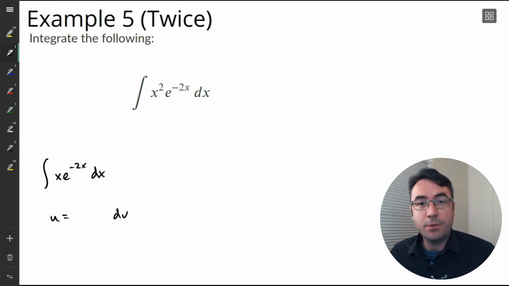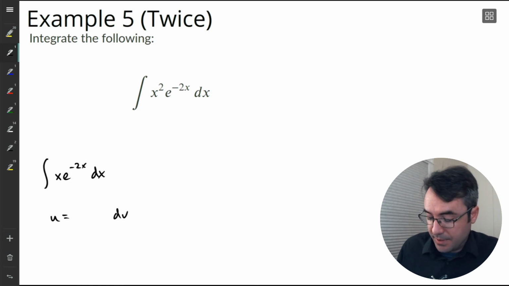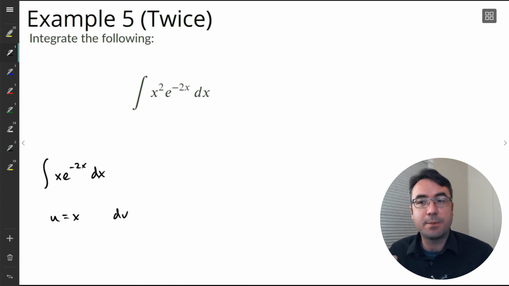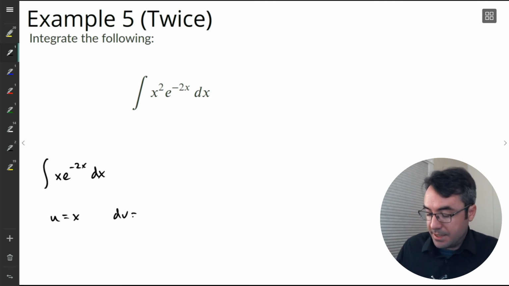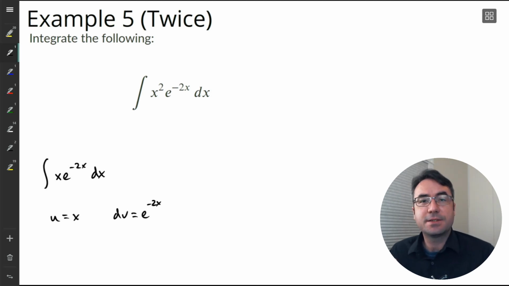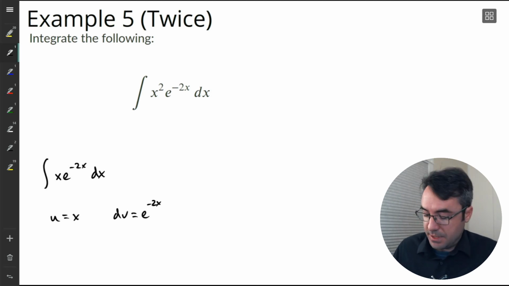From last time, we knew we let u equal the algebraic part, the x squared. So we're going to do the same thing here. We're going to let u equal the algebraic part, x. We're going to let dv equal the exponential part, e to the negative 2x dx.